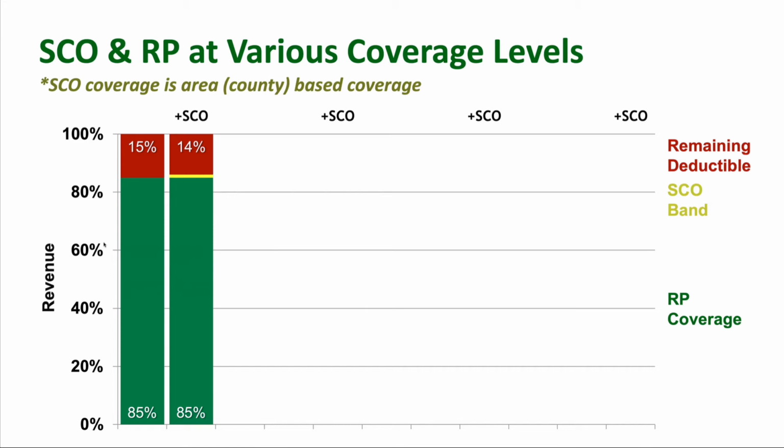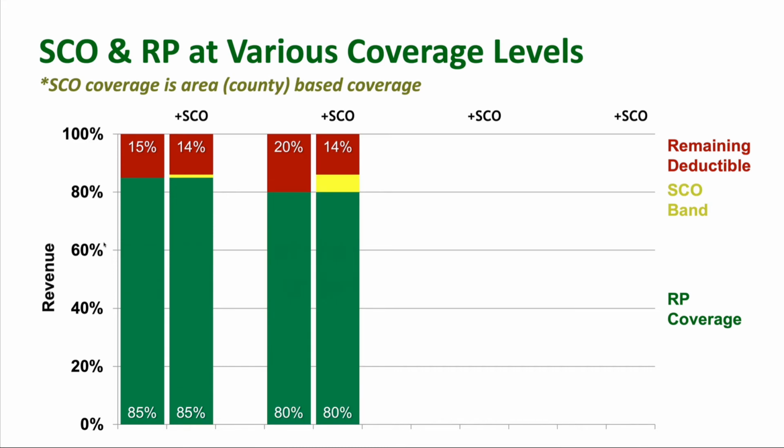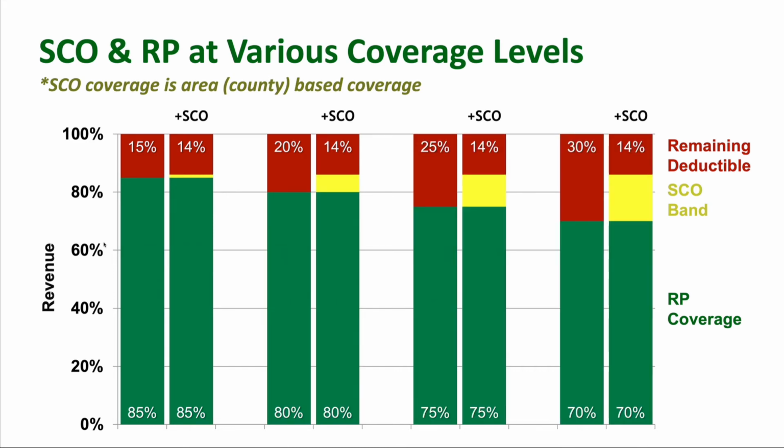So as I've indicated, the green bar there would be your 85% coverage level that, let's say, RP provides. The yellow band would be the 1% extra coverage that SCO gives you, giving you a net deductible then of 14%. And as you lower your coverage level, obviously, then you would be able to purchase more SCO.